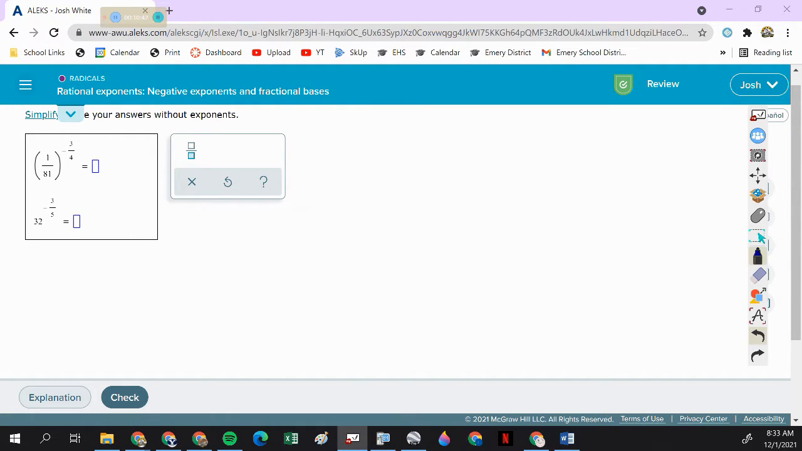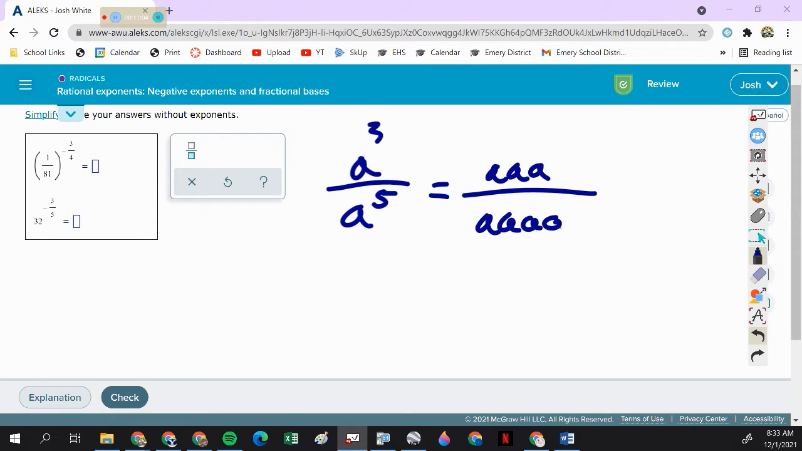What if the exponents are negative? What does a negative exponent do? Well, let's consider a to the 5th over a to the 3rd. Let's do it the other way around. A to the 3rd over a to the 5th. That is a times a times a over a times a times a times a times a. And then we just start canceling things. And on top, I'm left with a 1, and on bottom, I'm left with a squared.